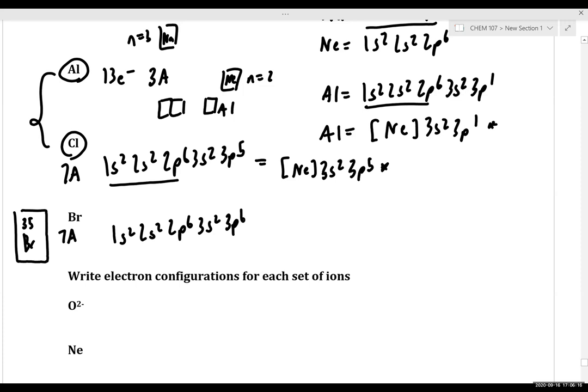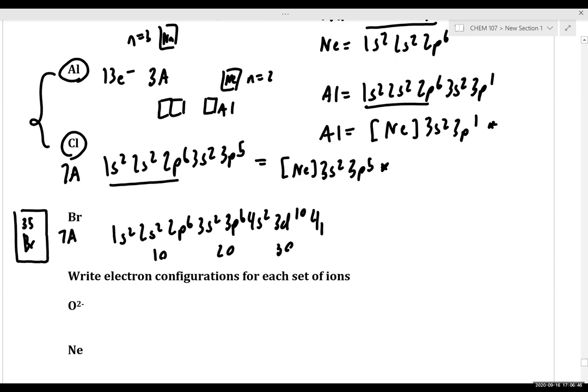3p6, 4s2. So we've used up 20 electrons. And what subshell is filled after the 4s? Yep, exactly right. And the 3d orbital can hold 10 electrons. So we used up another 10 electrons. We have 5 electrons remaining.